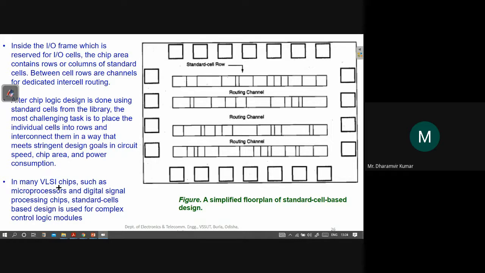So in many VLSI chips such as microprocessors and digital signal processing, that is DSP chips, standard cell based design is used for complex control logic modules. So this methodology is used for designing microprocessors and DSP chips.